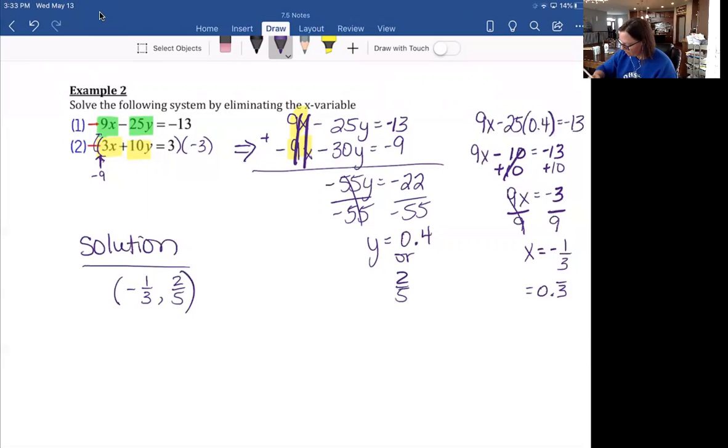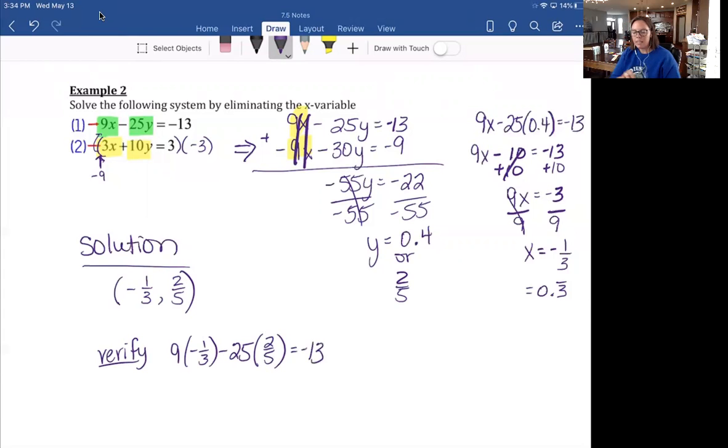And now I'm going to verify. So 9x negative 1/3 minus 25 times 2/5 equals negative 13. Now, when you're punching this on your calculator, grade 10s, if you don't know how to work a fraction button, you can go 9 times, and then in brackets, go negative 1 divided by 3. Close that bracket. Minus 25 times, open up that bracket, 2 divided by 5, close the bracket. And you should get negative 13.